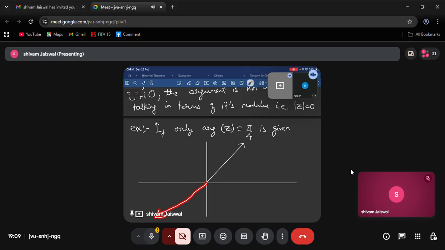Because what is the argument of the opposite ray? Pi plus pi by 4, that is 5 pi by 4, or minus 3 pi by 4. So that's why we shouldn't take it. Whenever it is written that argument of z is equal to pi by 4, you need to think in your head that it is a ray originating from the origin, not the opposite side. So the complex number can lie anywhere on this ray.